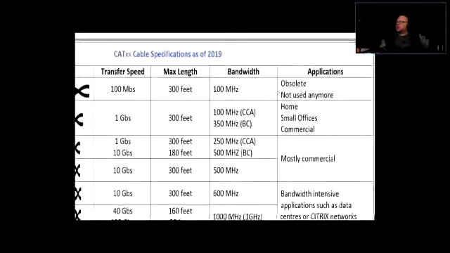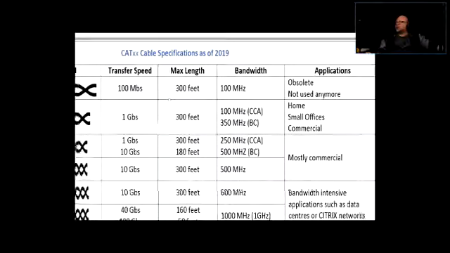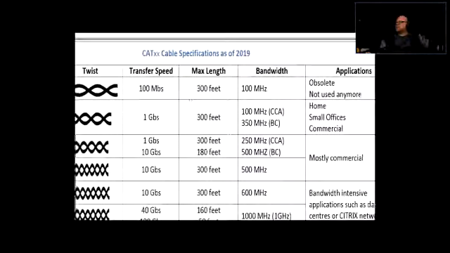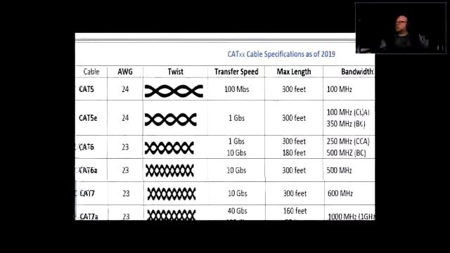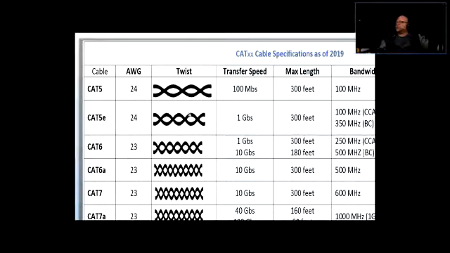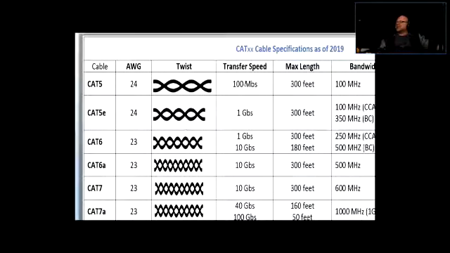Now, applications. I just said it's obsolete, not used anymore. I just want you to know that when you walk into some service calls, you're still going to see some of the old Cat5 cables in use. Now the networks are not as fast, right? But sometimes you don't need a fast network, depending on what you're going to use it for, right?